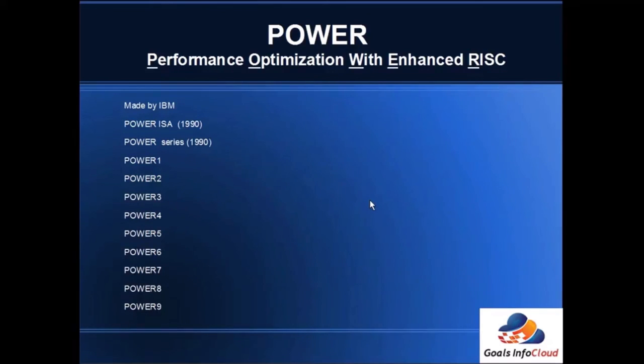It was launched in the year 1990, followed by the Power series: Power 1, Power 2, Power 3, 4, 5, 6, 7, 8. While recording this video, Power 8 is the latest processor available in the market, and the Power 9 will very soon be launched in the market. So let's see Power ISA. If I click on this link, it will take me to the Wikipedia page.